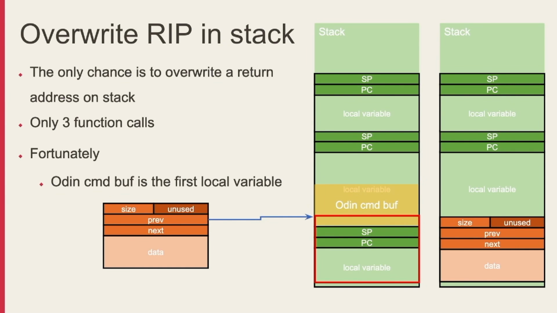That works if we can control the first local variable in the functions. But there are only 3 function calls after we free our fake heap chunk. Luckily, one of those is the Odin command handler. The Odin command buffer is the first local variable in the handler. The command buffer is in our control, which means we can fulfill the limitation and set the unused bit to non-zero.